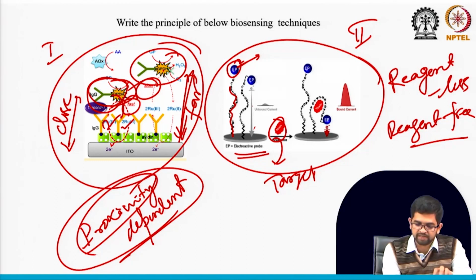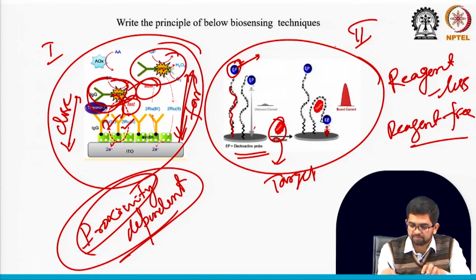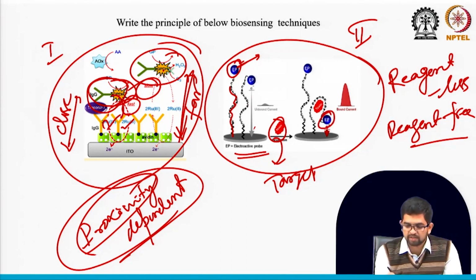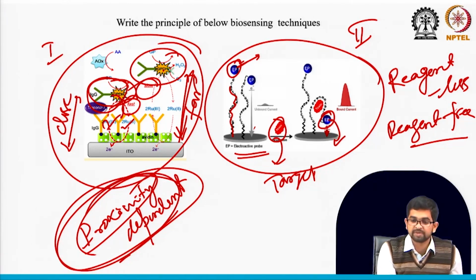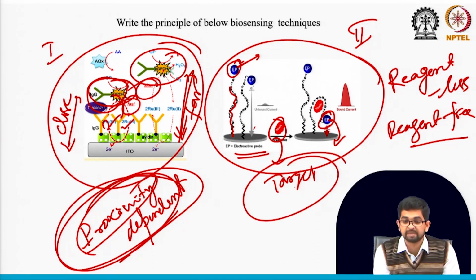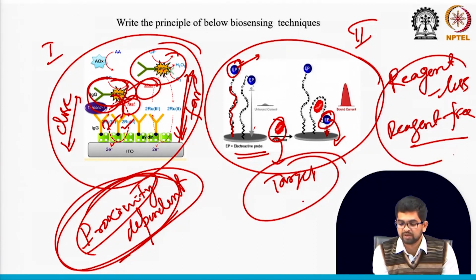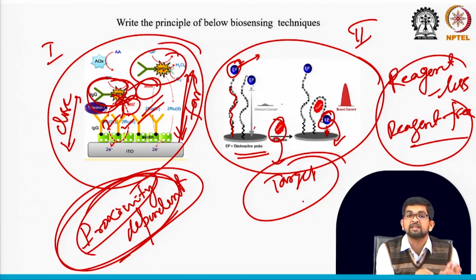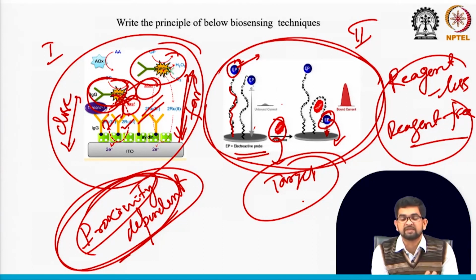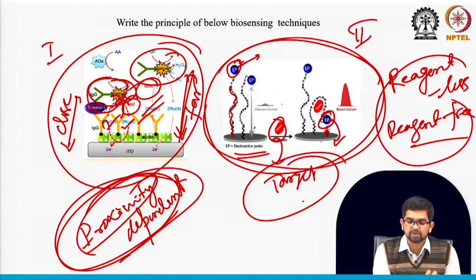So, once the target binds in a specific site, see, it bends, and your electroactive probe will come very close to the surface. In the first case, proximity dependent, here also we are applying proximity dependent, but in this case we don't need any extra reagent, but in the first case we need some extra reagents. So, this is also a good sensor development technique. You can use proximity dependent, at the same time no reagent.